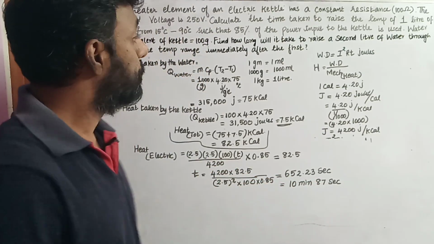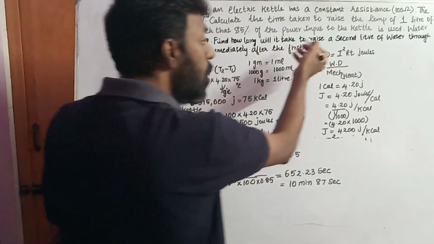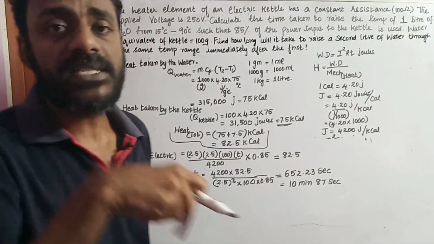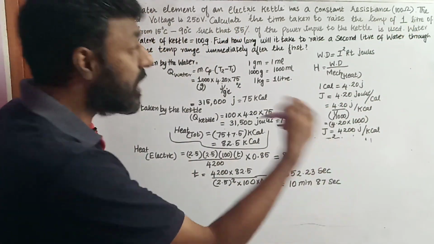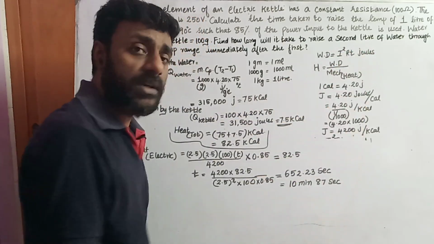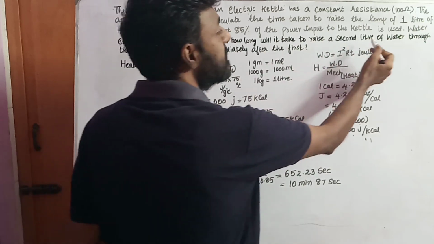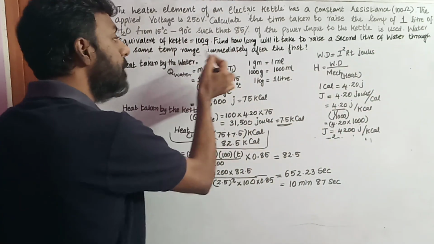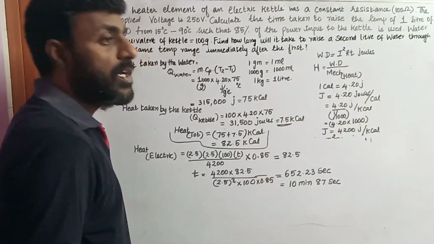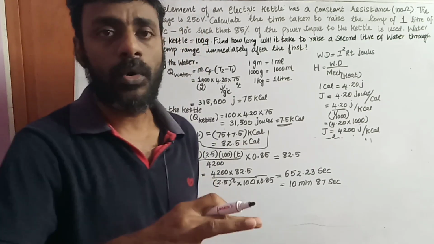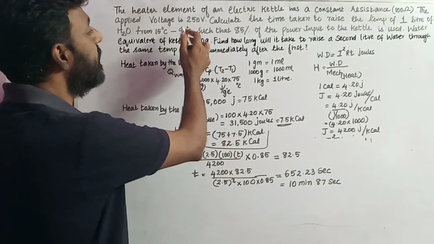First part is over. So now they are asking, find how long will it take to raise a second liter of water. Now they are using the second consignment of another 1 liter water, to the same temperature range immediately after the first. So now the kettle is being boiled. The first consignment of 1 liter water is boiled now, that is till 90 degrees.